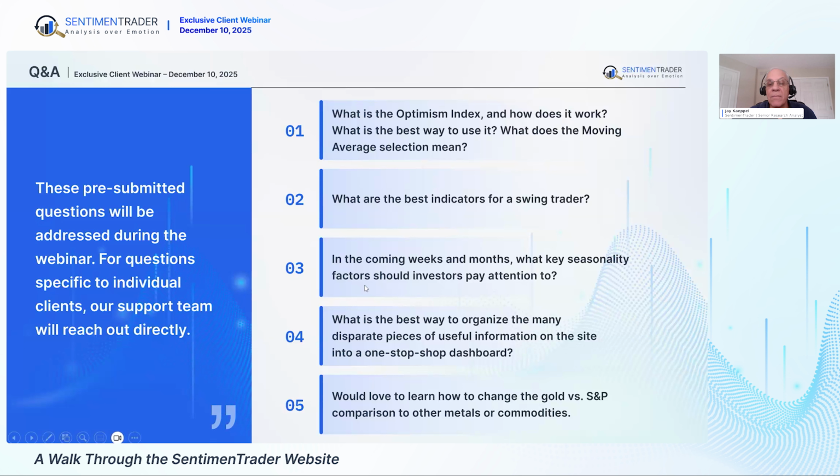So anyway, in the coming weeks or months, what key seasonal factors? Basically, the main one is this. Starting in September of the midterm year through about the middle of the pre-election year is go time for the stock market. What typically happens is you get a pullback of some significance during the midterm year. So that's what we're looking at right now.